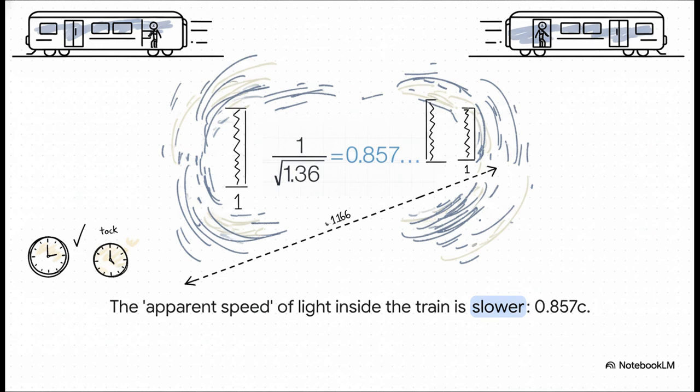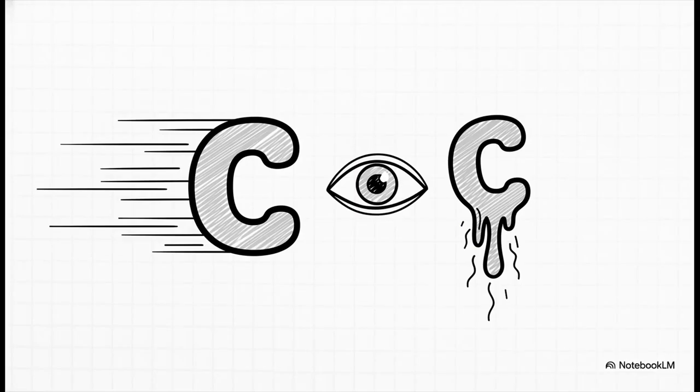So if it traveled a longer distance in that time, from the passenger's perspective, its speed has to seem slower. The math works out that this apparent speed is just 0.857 c. Only about 86% of the actual speed of light. So, you see where this is going.